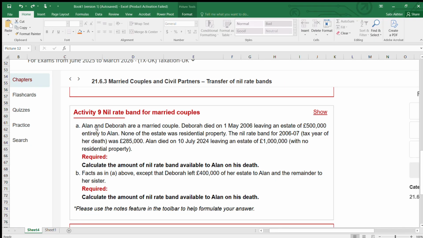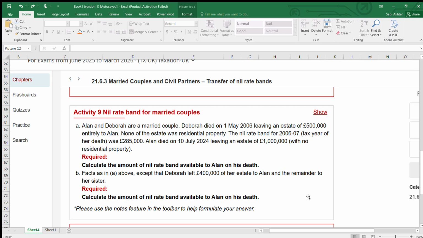Now Alan and Deborah are married. Deborah died on 1st May 2006, leaving an estate of 500 entirely to Alan, because the spouse exemption is there. None of the estate is residential property, so no residence nil rate band. The nil rate band was 285,000 for 2006-7. Alan died on 10 July 2004, leaving an estate of 1 million with no residential property. So A is normal. B, same facts as A, except now Deborah left 400 of her estate to Alan and the remainder to her sister.